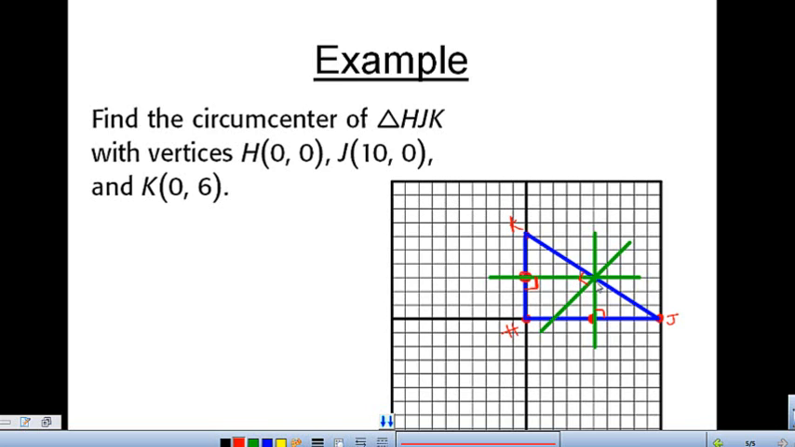They're asking us here to find the circumcenter. The circumcenter is right here on the triangle. And the coordinate point for our circumcenter would be at 1, 2, 3, 4, 5, over 5, and up 3. So (5, 3). This right here is the coordinate point of the circumcenter of this triangle.